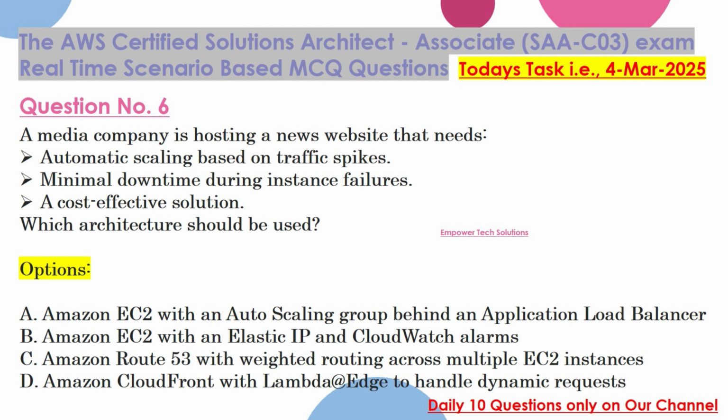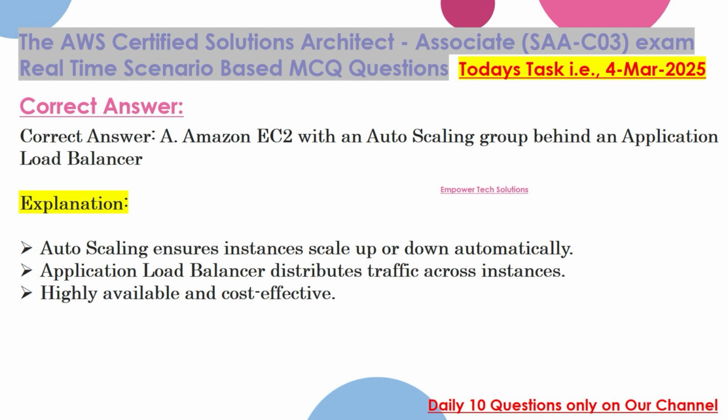B. Amazon EC2 with an elastic IP and CloudWatch alarms. C. Amazon Route 53 with weighted routing across multiple EC2 instances. D. Amazon CloudFront with Lambda at Edge to handle dynamic requests. Correct answer: A. Amazon EC2 with an auto-scaling group behind an application load balancer.